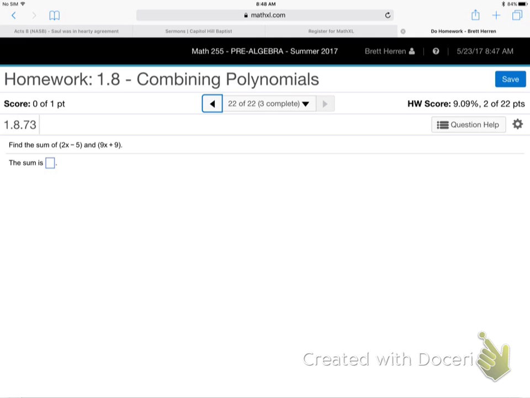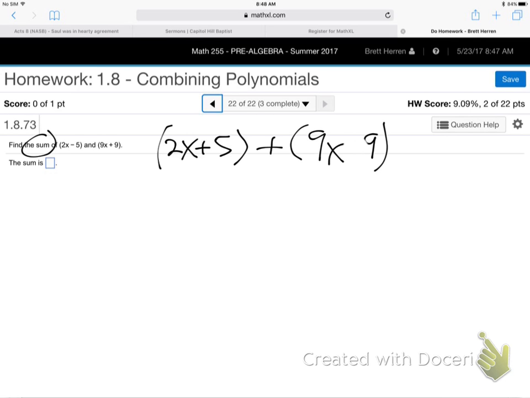How are we doing? Now, what in this one does it say subtract? No. It says sum. And so what does that mean, sum? Add them up, huh? So 2x minus 5 plus, and there's no order switching because it doesn't say subtract from. So we're not swapping the order.